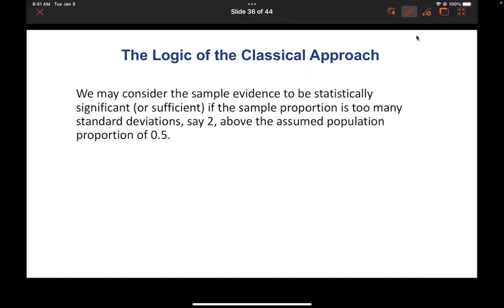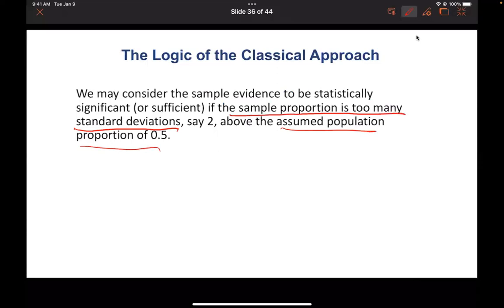So there's two different ways that we can look at it. Here's the classical approach. If the sample proportion is too many standard deviations away from our mean, or our assumed population proportion, then we would reject. So you were looking at them with our z-scores from the critical values, and it was like 1.96 or 2.575 or whatever is chosen based on our alpha.